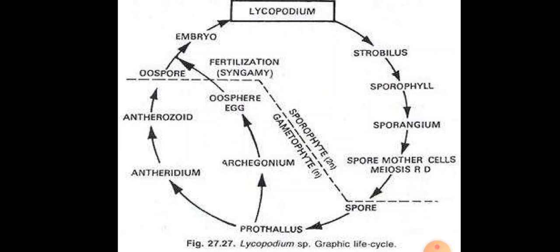And if a spore develops into the prothallus, its archegonium and antheridium will be developed. From the antheridium we have the antherozoids. From the archegonium we have the egg cells. Then fertilization occurs. After the fertilization we have the oospores. From the oospores we have the embryo and Lycopodium.